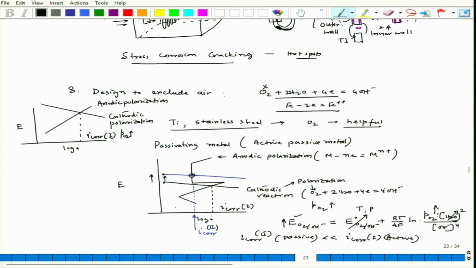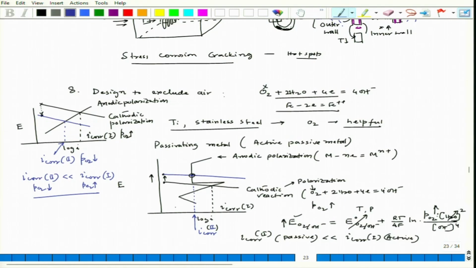But if you reduce it, this potential would go down and it can come here, okay, and you will have another polarization. So, now you see, because of the reduction of partial pressure, this would be my I cor 2 when PO2 is less. So, I cor 2, PO2 less, is less than I cor 1, PO2 high. So, this is the explanation.